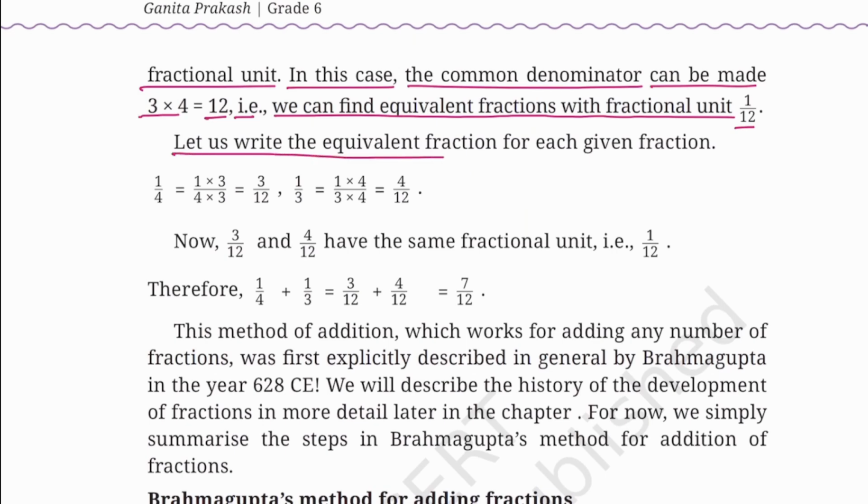Let us write the equivalent fraction for each given fraction. 1 upon 4 can be written as 3 upon 12. 1 upon 3 can be written as 4 upon 12. Now 3 upon 12 and 4 upon 12 have the same fractional unit, that is 1 upon 12. Therefore 1 upon 4 plus 1 upon 3 is equal to 3 upon 12 plus 4 upon 12 is equal to 7 upon 12.